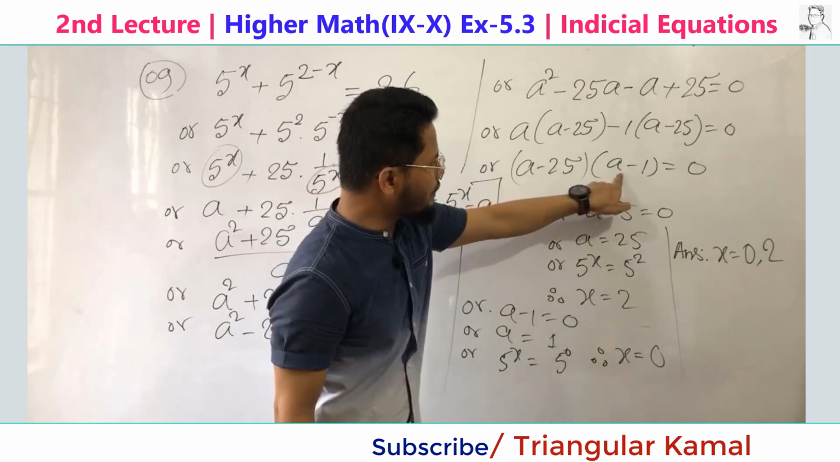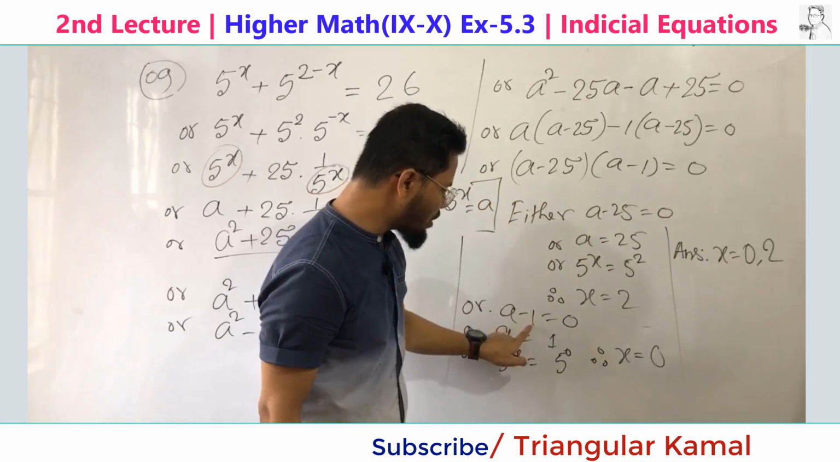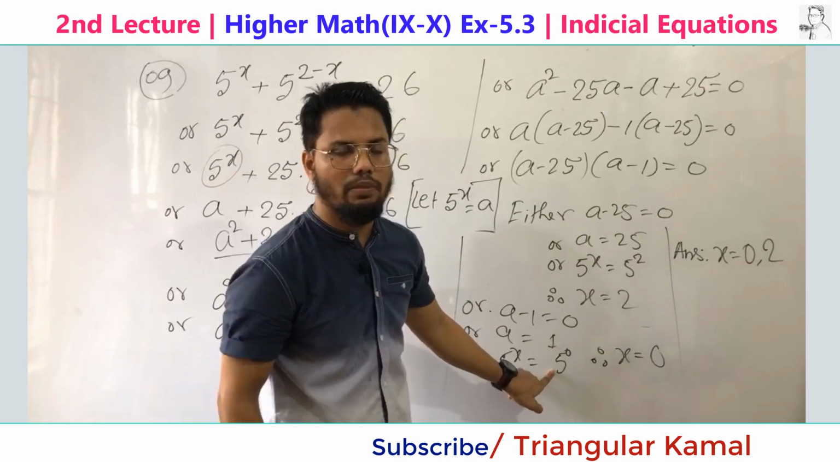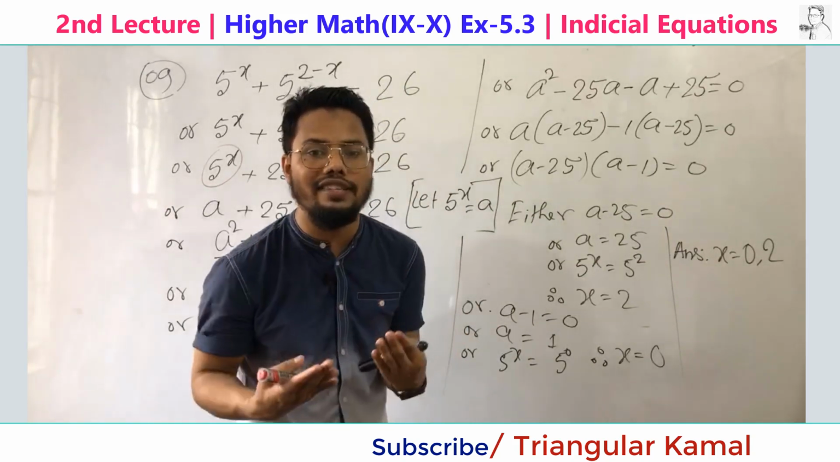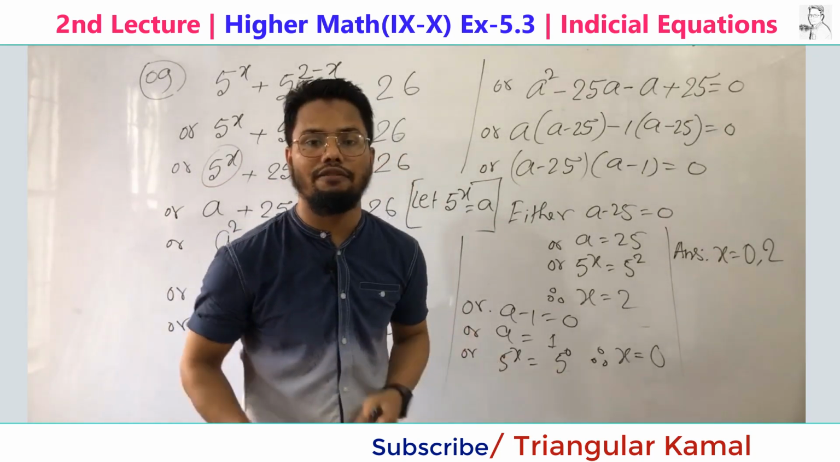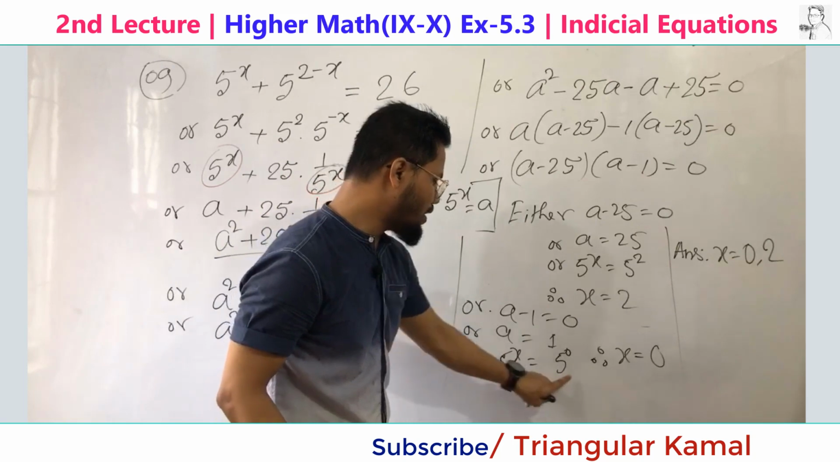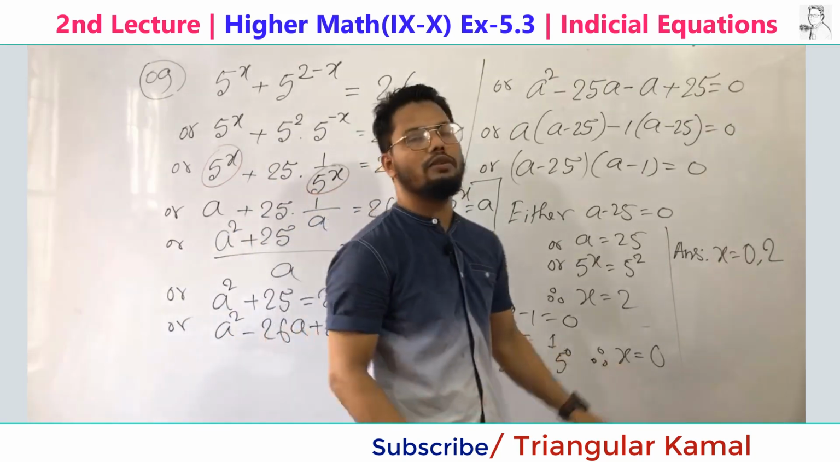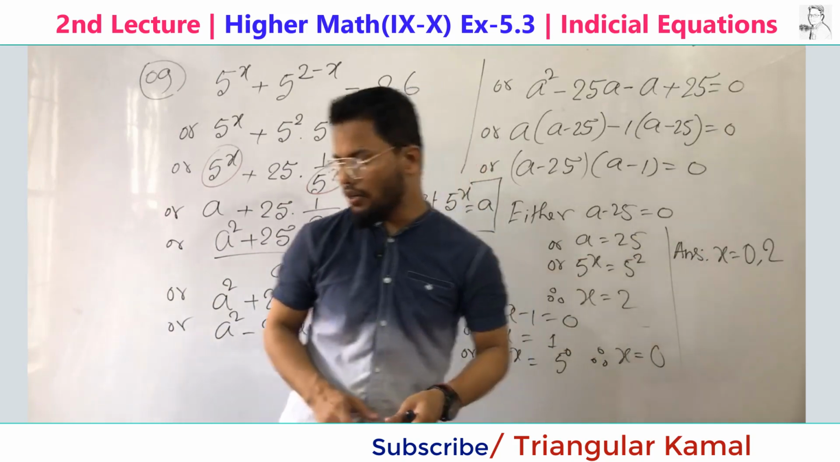The second factor is a minus 1 equals 0, that means 1, which is 5 to the power 0. Or you can write 3 to the power 0, 7 to the power 0, 8 to the power 0. But what is essential? Because the left side base is 5, that's why you have to write 5 here. So now, when the bases on both sides are the same, the powers are also the same. So this is our first answer.